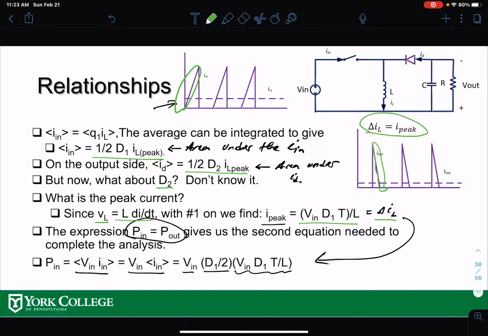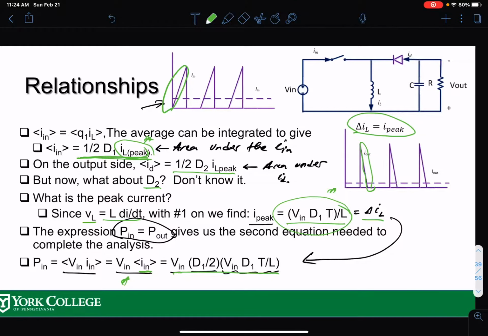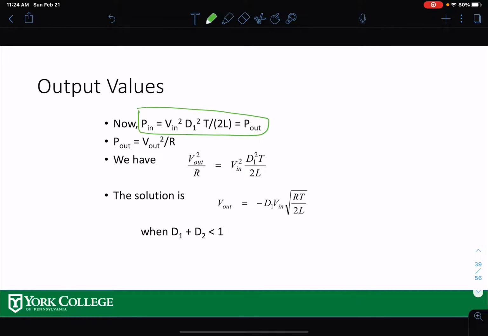From there, we can also find the input power, which is V in times I in average, and your I in average right here is basically this, right? And I know this from here, so we can incorporate this one and this equation over here. We'll get this. This is your input power. For the input power, you know that it is V in squared D1 squared over 2 times T by L. So this is your input power in discontinuous conduction mode.